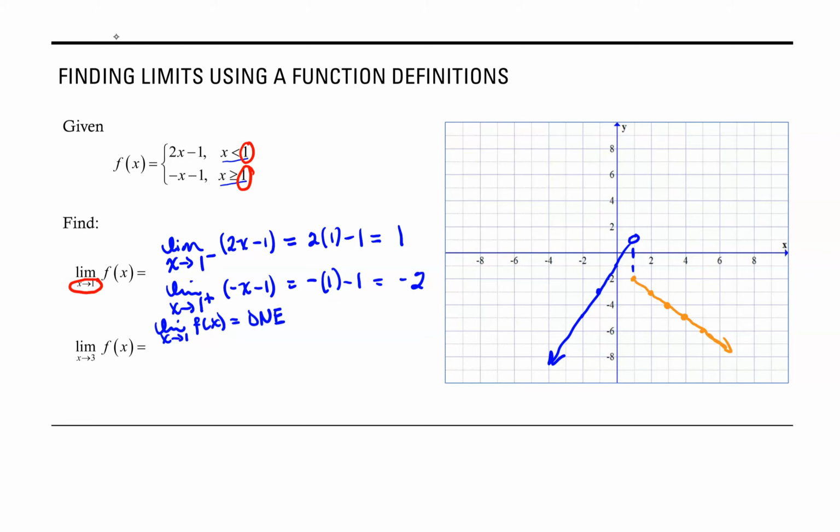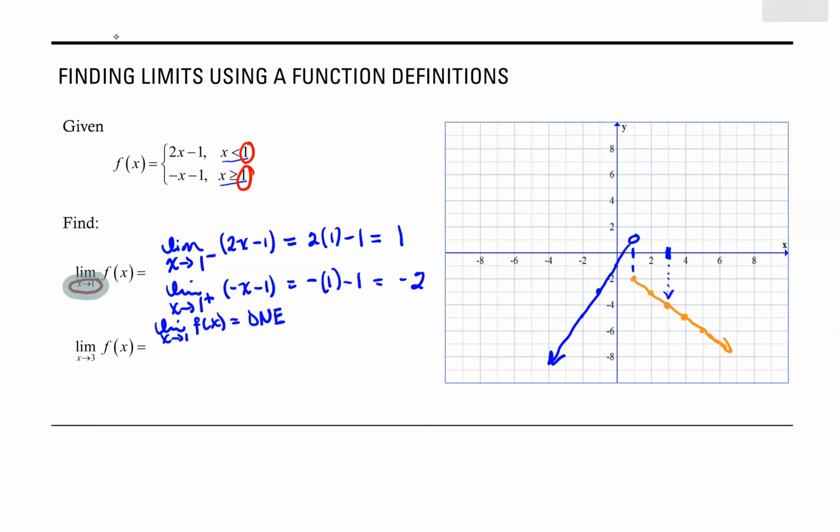Now, looking at our second limit here, we want to see how the function behaves as x approaches 3. Well, here's 3 on our x-axis. So we're looking at this portion of the graph. And from the graph, it appears that the limit as x approaches 3 from both sides is negative 4. So let's go ahead and use the function definition.